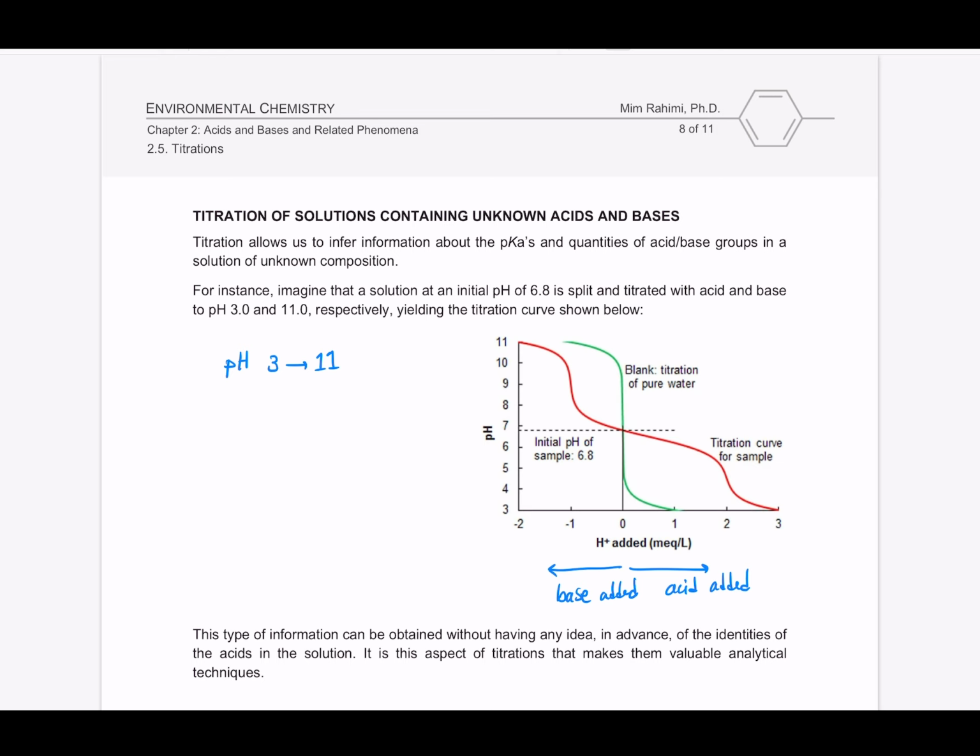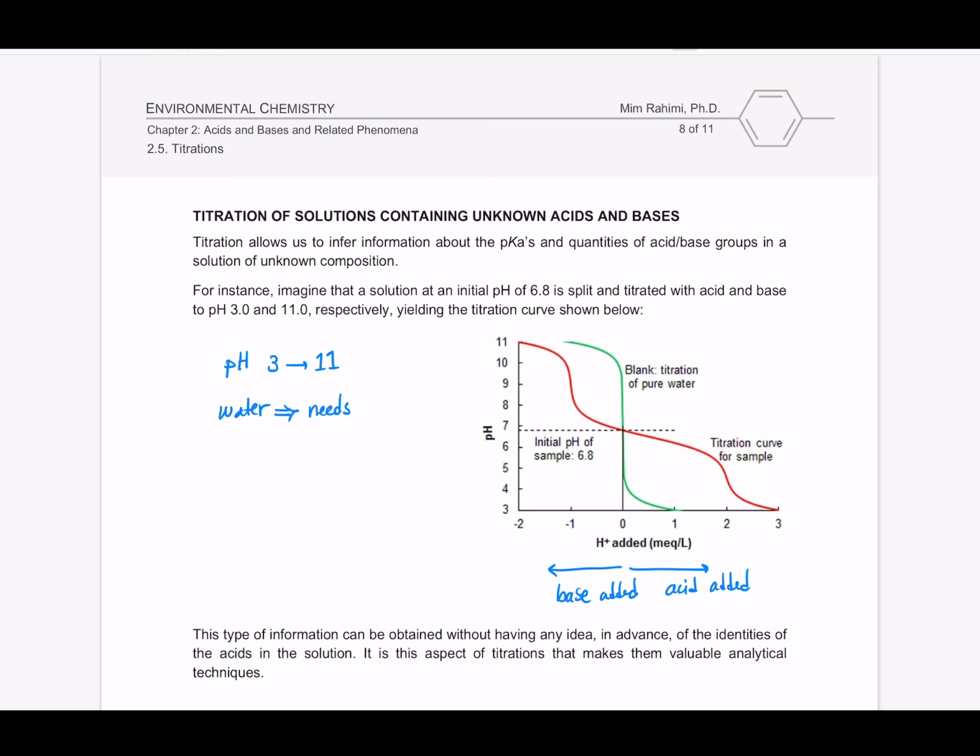So for this swing of pH, how much for water, how much equivalent acid we need? Going from pH 3 to 11. So can we say this is the profile? So we need this much, or 2 milli equivalent per liter.